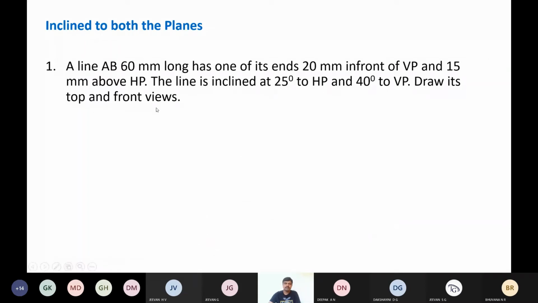In today's class, we are going to solve problems related to the last condition, that is, a line inclined to both the planes. If a line is inclined to both HP and VP, both the horizontal plane and the vertical plane, then it is not possible for us to see its true length in any of the views. In such cases, we need to rotate the line to some extent so that it becomes parallel to a plane of projection. Then we are able to see its true length. So based on that concept, we are going to solve problems related to a line inclined to both the planes.